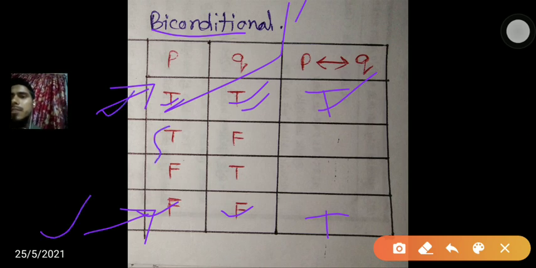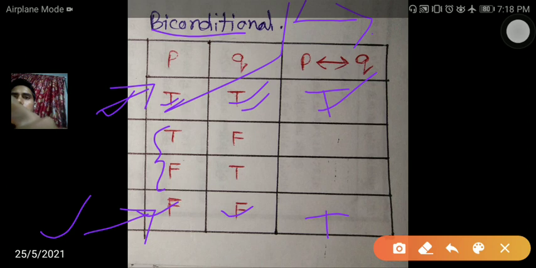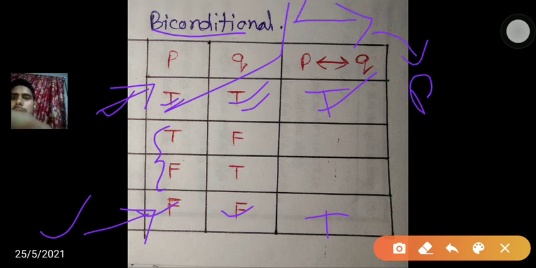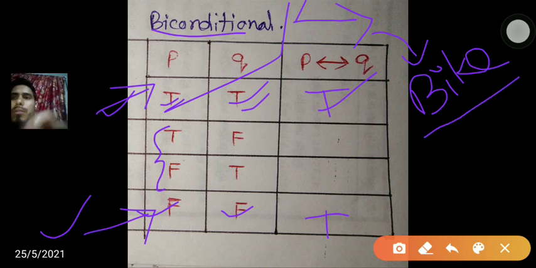For conditional and biconditional, these two are the same, this one and this one are the same, but the point is, how will you remember them? Here, I have written biconditional. One trick I will teach you: from biconditional, you write bike. Biconditional, bike.